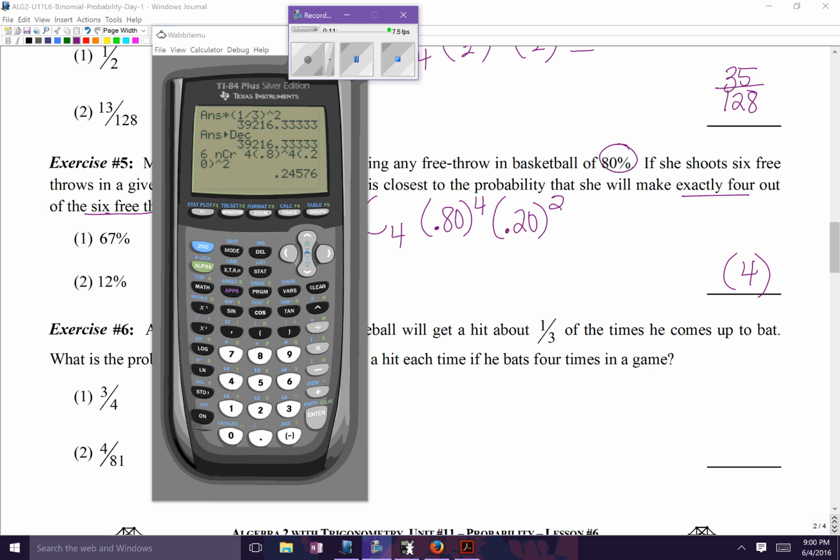So I went ahead and put that in my calculator. And again, it's going to look different on your calculator because mine has the old operating system. But I got 0.24576. And it says what is closest. Well, if I convert 0.24576, I would get 24.576%, or about 25%.